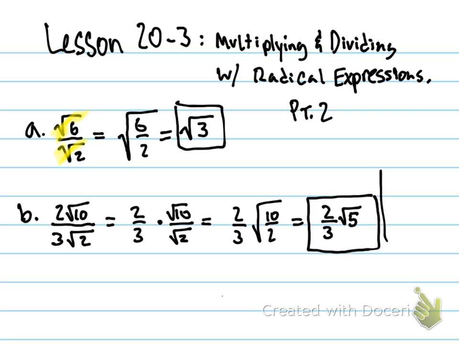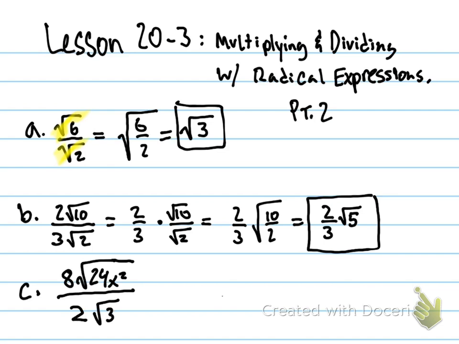All right, now we're just going to go on to our final example. Example 3, or C. It's going to be what happens when we have a bigger number. All right, so we're going to have 8 square root of 24x squared over 2 square root of 3.